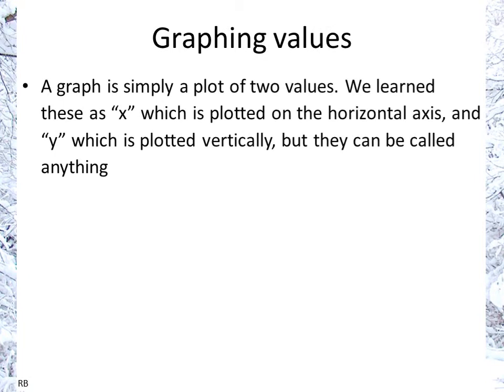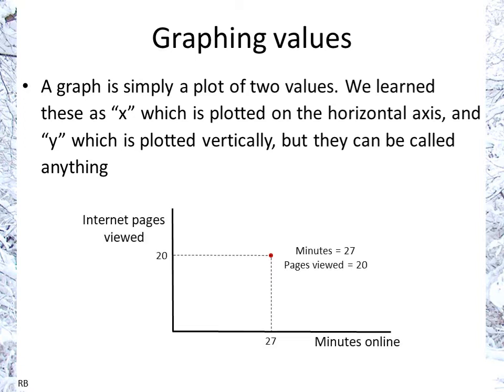Now, a graph is simply a plot of two values. We learned them in math as x and y. X is on the horizontal axis, y is on the vertical axis. But of course, they represent and can be called anything. An example here, we're looking at the minutes online as x and the internet pages viewed as y. Here we have one point which matches 27 minutes online with 20 pages viewed.